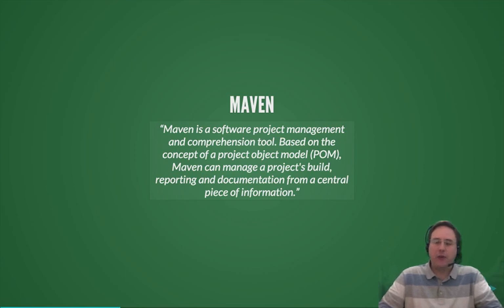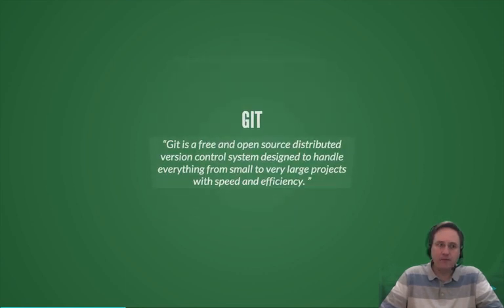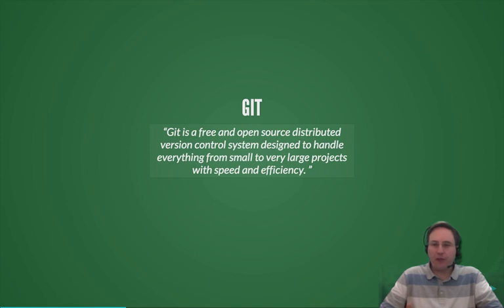So if you're not familiar with it, Maven is a software project management tool, and it's based on the concept of a single file, a POM, a project object model, and it helps you with the build and the reporting and the documentation and the deployment of your projects, all from that central project file. Git is a free and open source distributed versioning system that's great for small through to very large projects, and it works with them speedily and efficiently.